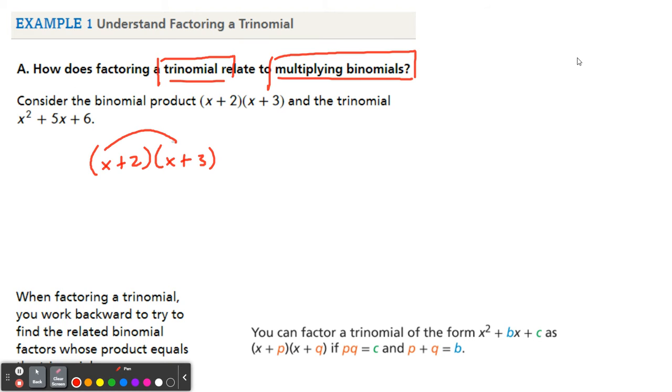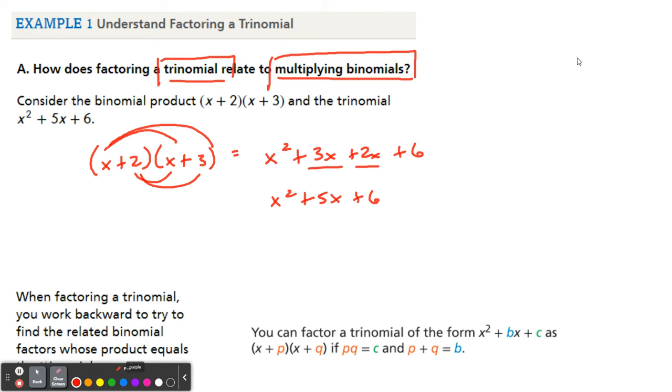Just distribute. So x goes to the x and the 3. So we're going to get x squared plus 3x. And then the positive 2 to the x and the 3, plus 2x, and then 2 times 3, that's a positive 6. And typically we can combine the middle terms and we'll get x squared plus 5x plus 6. And notice that the trinomial we got from multiplying these 2 binomials is the same as this trinomial over here. And the question is, why does that happen?